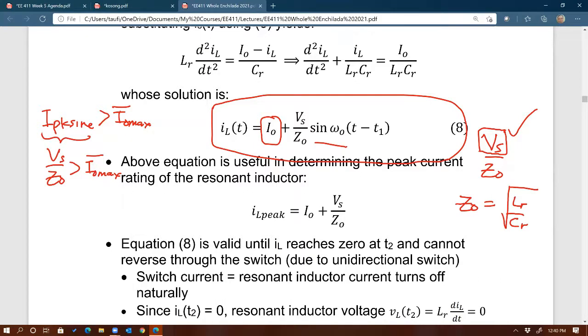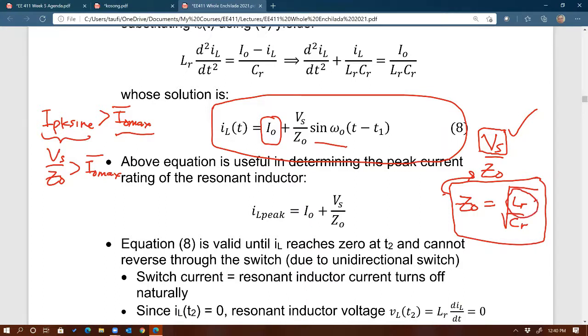So this is the design aspect of this converter: when you design this converter, make sure that Z naught, which is the square root of LR over CR, goes into here. When you do this calculation or design selection, make sure that the ratio of VS over Z naught must be larger than I out max. So how do you pick LR and CR? Well, one equation, two unknowns. So you have to pick one and then get the other.